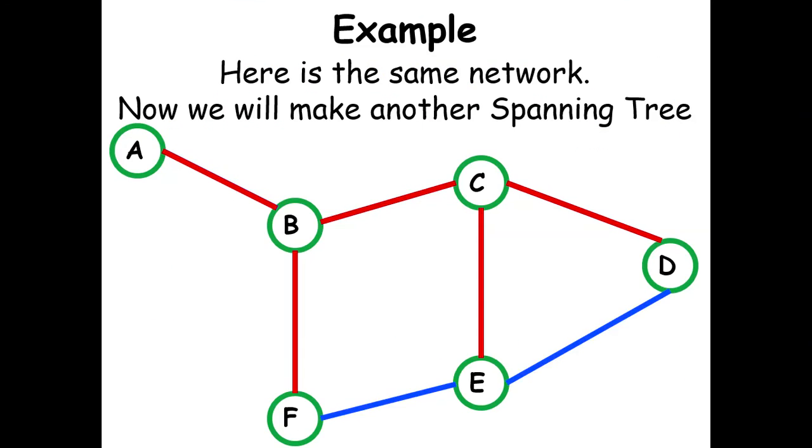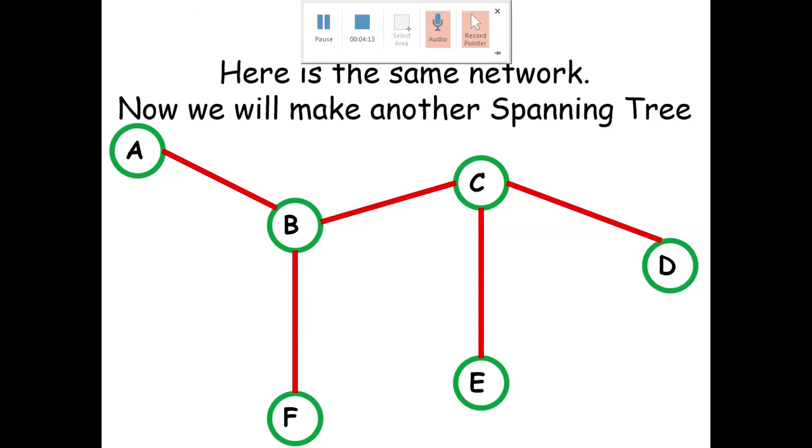Okay, and so let me just go back to this one for example. If we look at this, nodes A, B, C, D, E, F, there's 6 different nodes in that network. So in my spanning tree I need to have 6 take away 1, which means 5 arcs, and you'll notice there that I've got 5 arcs.